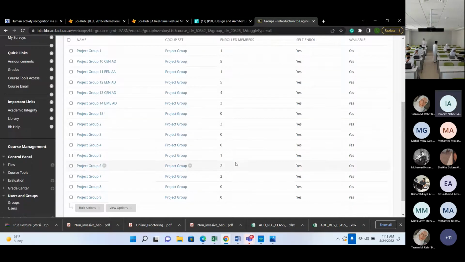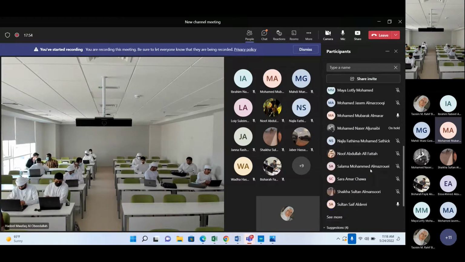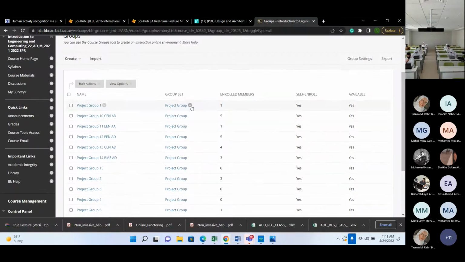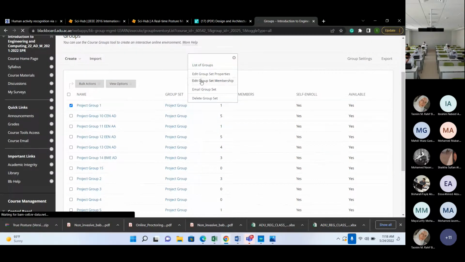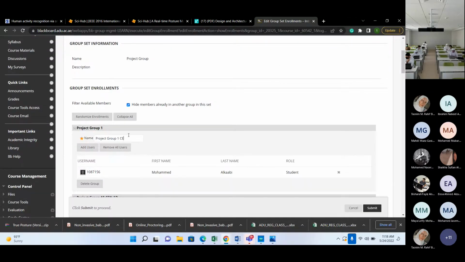All right, guys, Doctor, anyone else who still does not have a group? Yes, Doctor, for group 1, it's computer engineering. Which one? Group 1. Group 1, it's computer engineering, but you're alone there. No, I'm not alone, there are other members. CEN Abu Dhabi, so computer engineering Abu Dhabi.